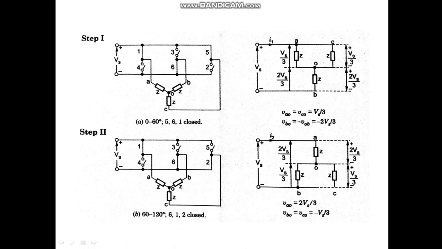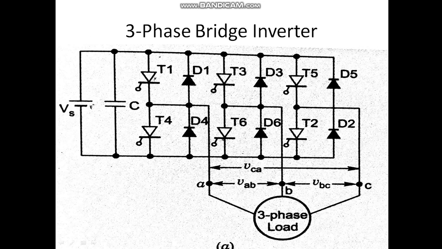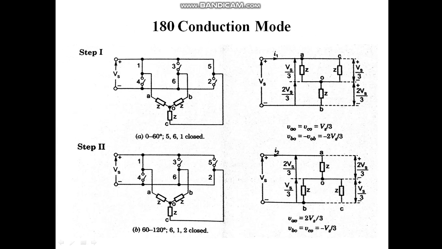Switch 5, where is 5? This is 5, this is 6, and this is 1. Here also you can see. This is 5, this is 6, and this is 1. So 5, 6, and 1, these three devices are conducting.